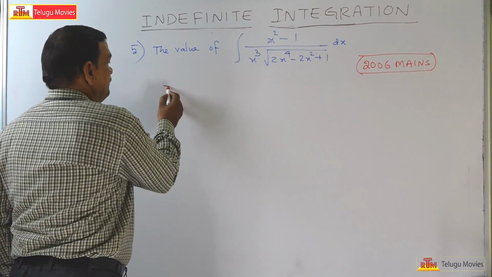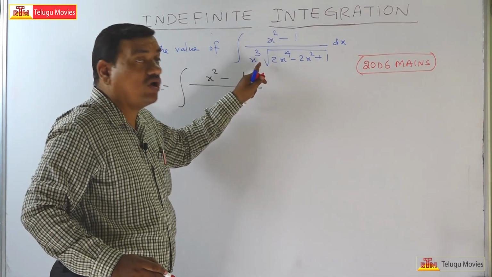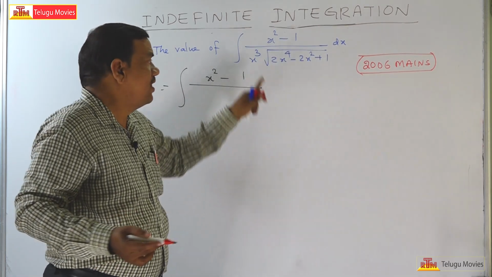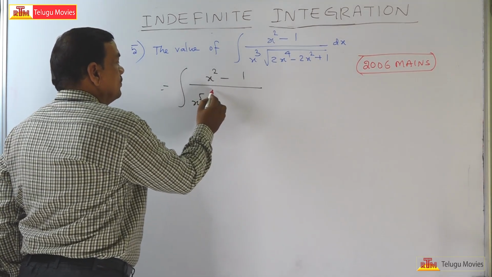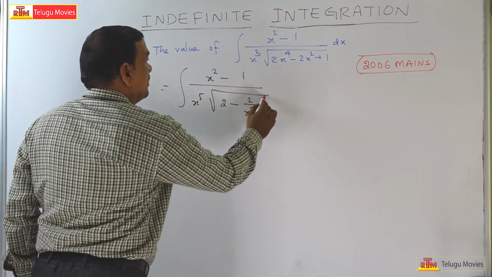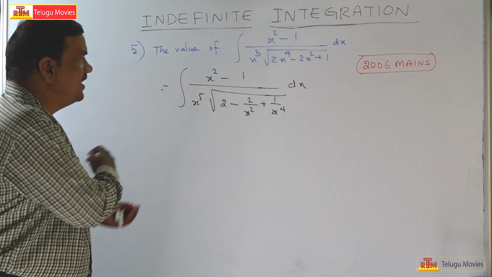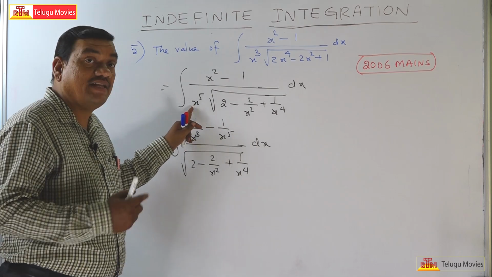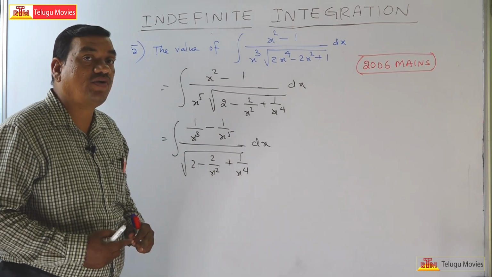So, this is x square minus 1 by. If you take x power 4 common outside, it becomes x square, because it has a square root. Already x cube is outside. So, this is x power 5 into square root of 2 minus 2 by x square plus 1 by x power 4 dx. I have taken x power 4 common outside, then x power 5 divides in these two terms.